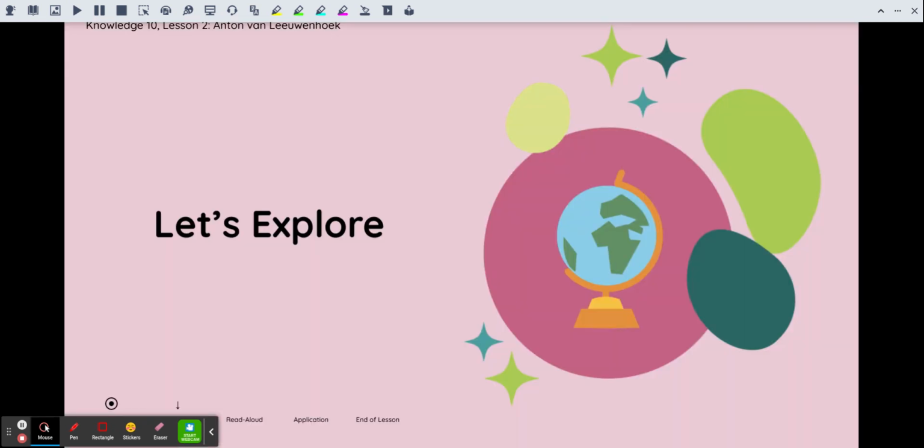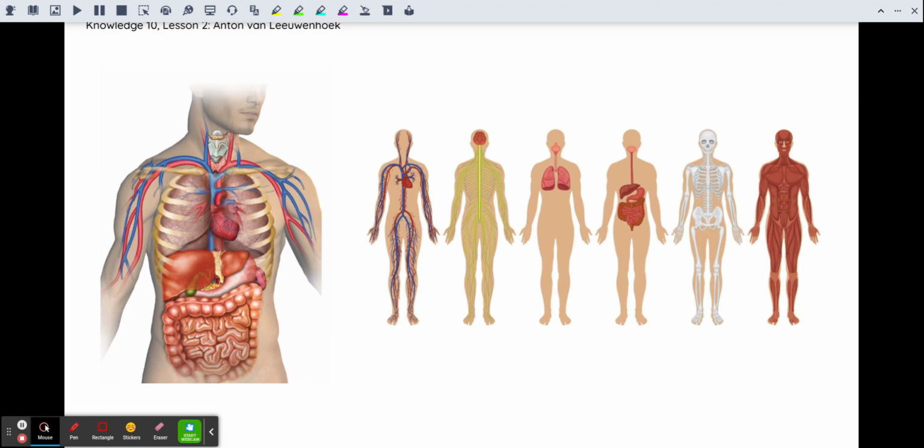Let's explore. Here you have some pictures. The first one is a picture of the human body, and the second one shows human body systems. Let's look at the organs on poster one. Can you identify the organs or the systems that are shown? And what about what they do?